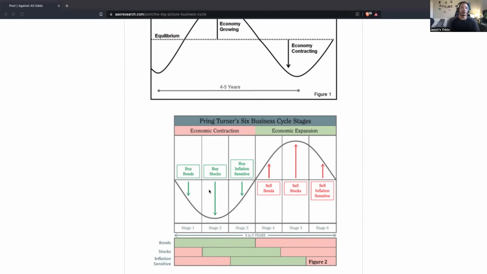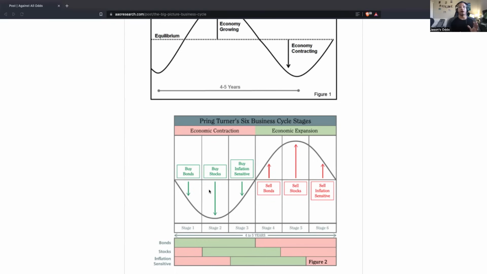Even think as close back as 2020. In March 2020, we shut down the economy, and right about at that point is when the market started to bottom and move the other direction again. So we always have to be open to the fact that we can be in a contraction. Things don't have to look great for stocks to go up and bonds to go up.